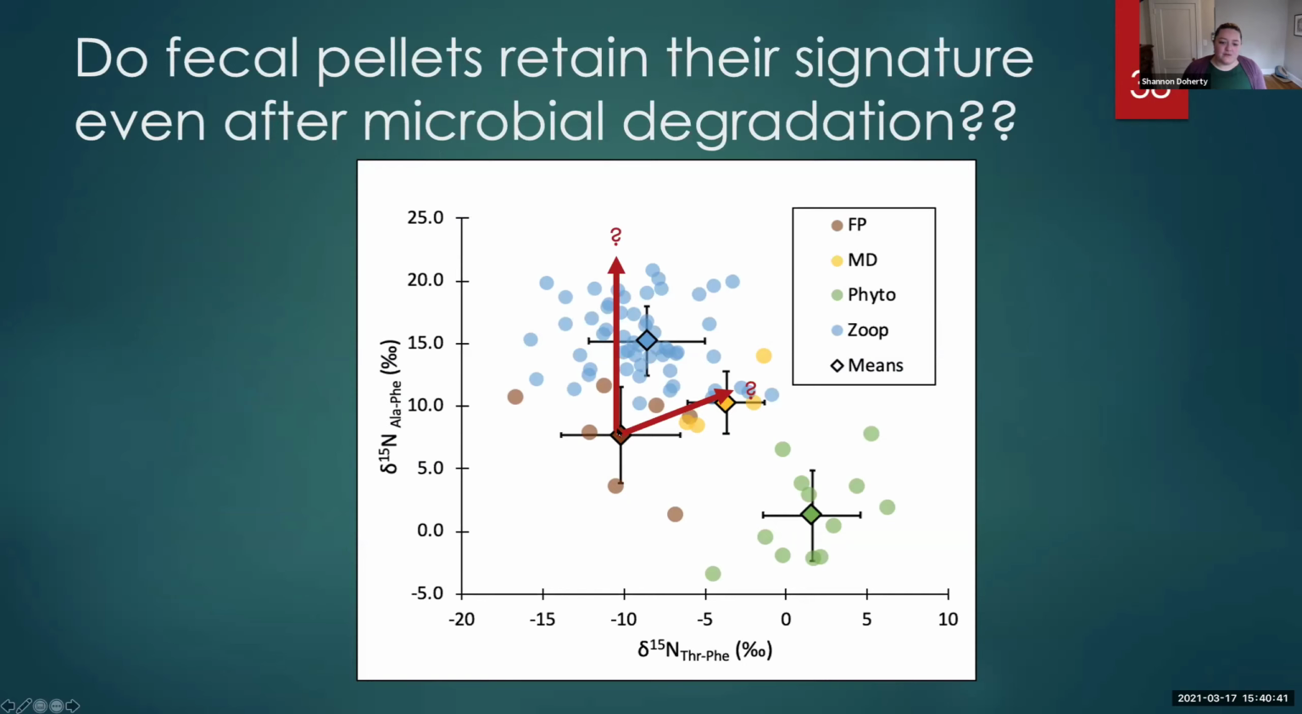The first is a fecal pellet end member could have its signature entirely replaced by the microbes that are eating it, and in this case would just move from the fecal pellet end member space into the microbially degraded end member space. We could also have a fecal pellet that retains its threonine signature, but because alanine is correlated with microbial metabolisms, it could move up on the y-axis and interact with this zooplankton end member. So these are two things that we think might happen, or we have the null hypothesis that zooplankton fecal pellets would remain the same with microbial degradation.